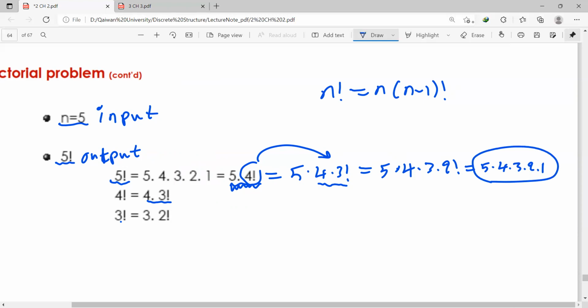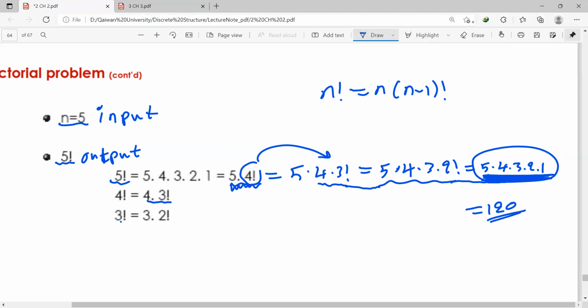In computer programming, it works like that, step by step. n factorial is n times n minus 1 factorial. Then for the other terms, we keep expanding and we get 5 times 4 times 3 times 2 times 1. This is 5 factorial, and the result is 120.